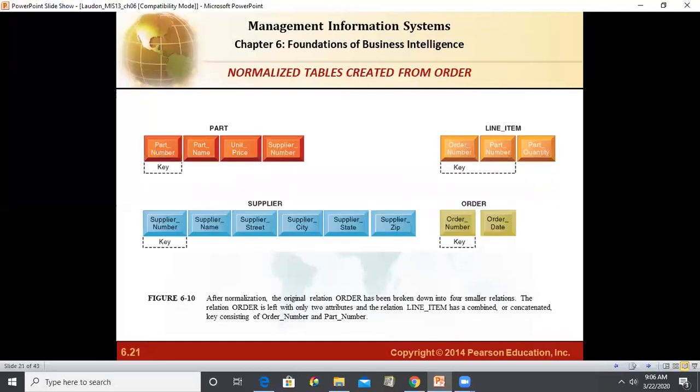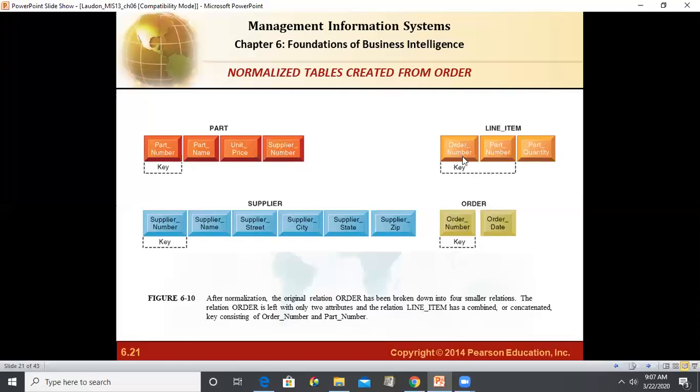So after normalization, the original relation order has been broken down into 4 smaller relations, meaning the relation order is left with 2 attributes and the relation line item has a combined or concatenated key consisting of order number and part number. So they should be separated. So mostly this shows normalized tables, meaning the order table has been broken down into four smaller related tables.